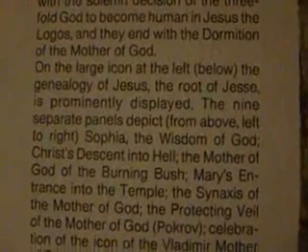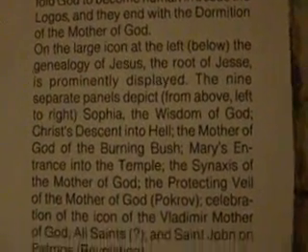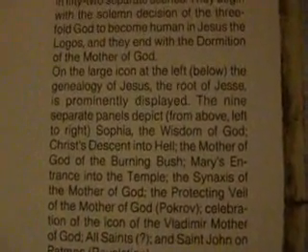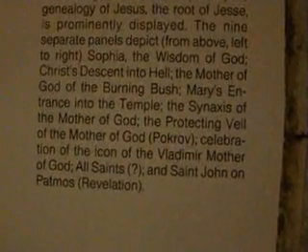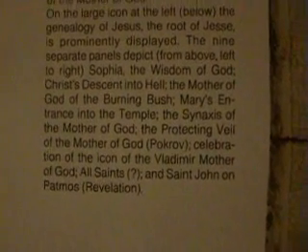The large icon at the left below, the genealogy of Christ, the root of Jesse, is prominently displayed. The nine separate panels depict from above left to right: Sophia, the wisdom of God; Christ is sent into hell; the Mother of God of the burning bush; Mary's entrance into the temple; the synaxis of the Mother of God; the protecting veil of the Mother of God; celebrating the icon of the Vladimir Mother of God.